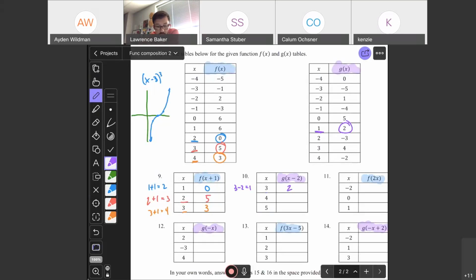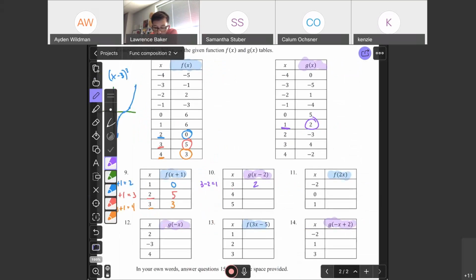So Audrey, would you walk me through the first one on number 11? You're feeling good about it? How would we do this one? So are you talking about 11? Mm-hmm. So you would do 2 times negative 2, which would be negative 4. Okay. And so on the F chart, you look at the negative 4, and that is negative 5. And so that would be the answer for negative 2 on that chart. Cool. Well put.